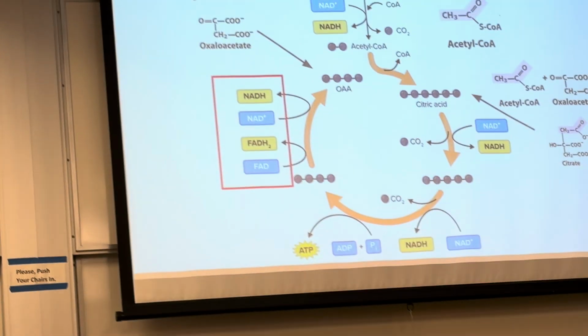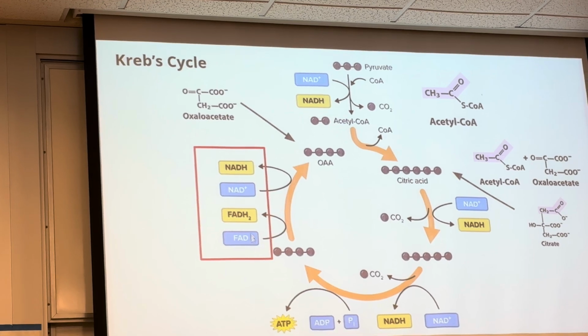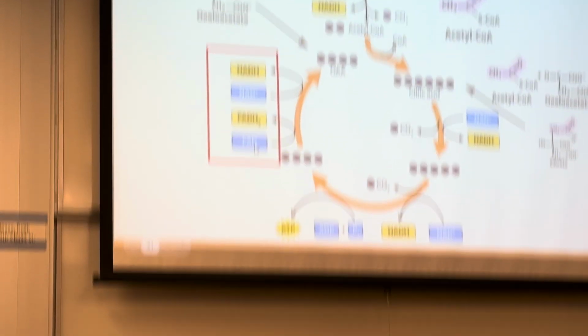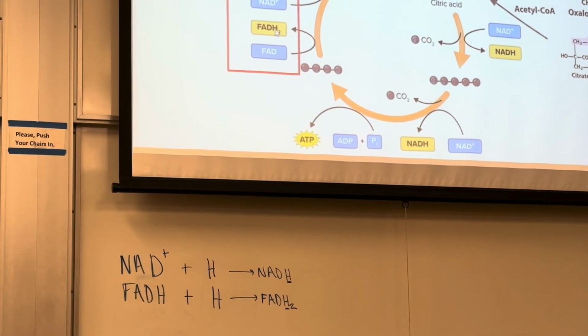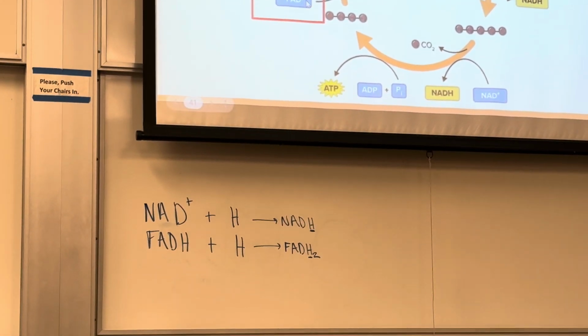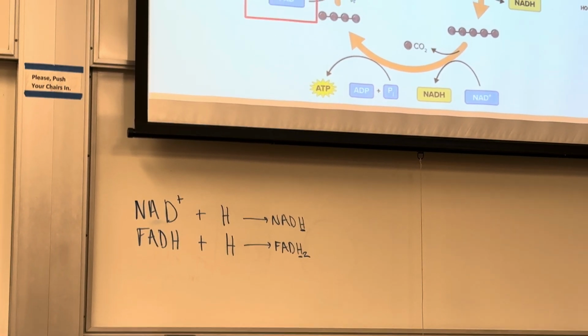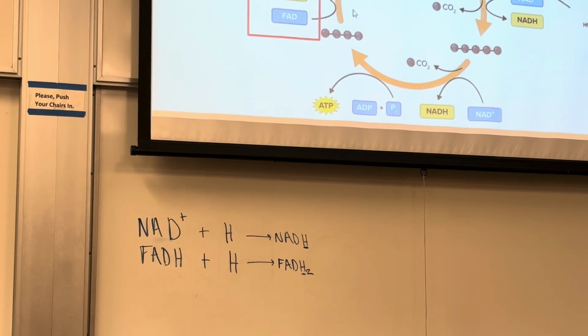Yeah? In your slide, it says FAD to FADH2. Is it... It should be H. It gains one H. Only gains one, okay. H. Yeah, I don't know why. This is just where I got it off the internet. Maybe there is 2.